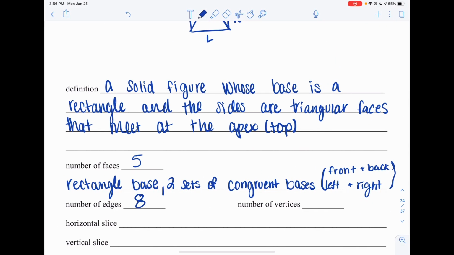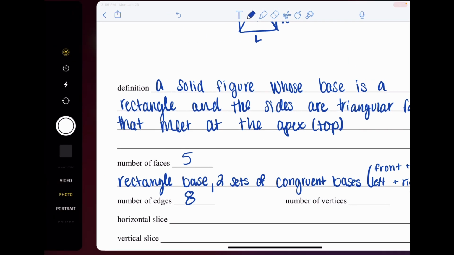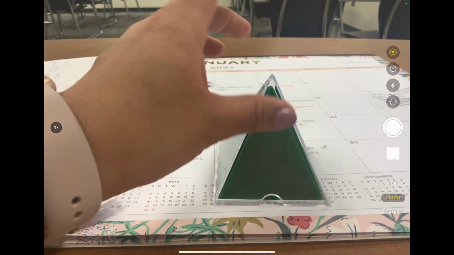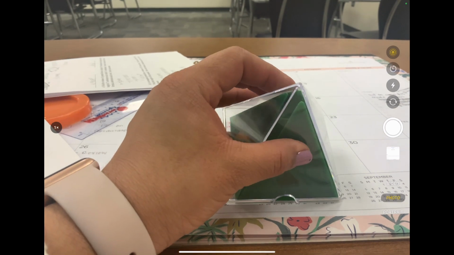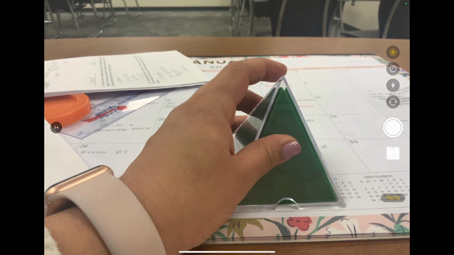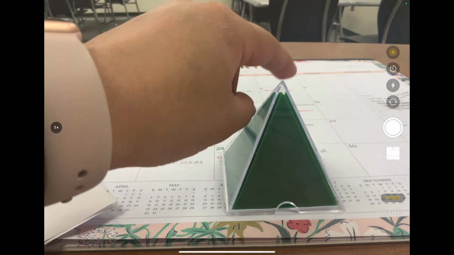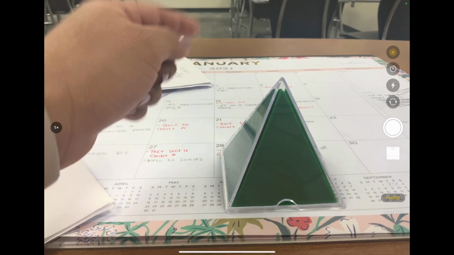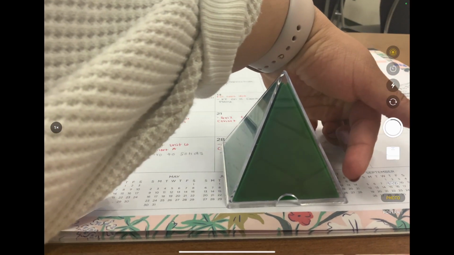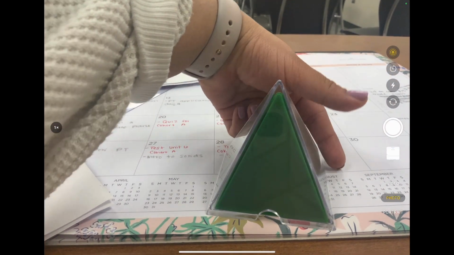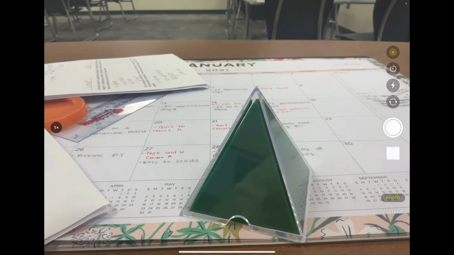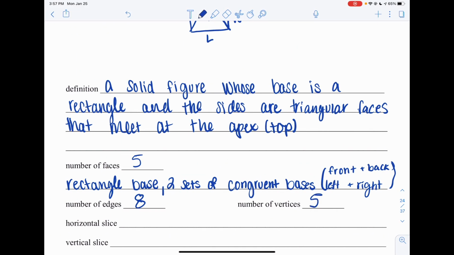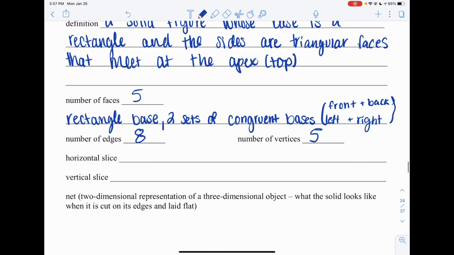And the number of vertices, okay, when I'm looking at the number of vertices, it's the points where a bunch of our faces meet. So if I look at the apex, that's where all 4 of my triangular faces meet. That's 1. Then I have 2 down here, 3, 4, and then 5 in the back right there. Okay, so the points. So I have 5 vertices. Okay, and then we're going to look at those horizontal slices.